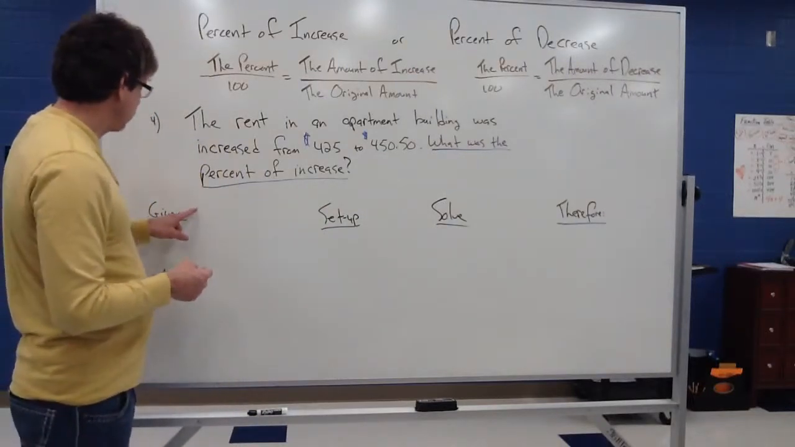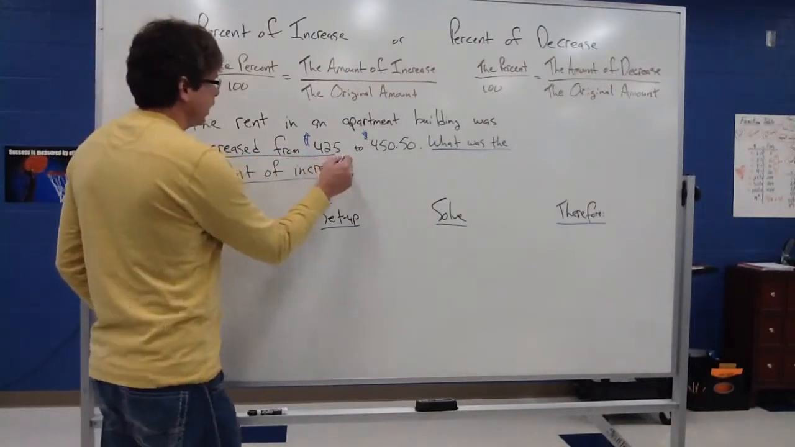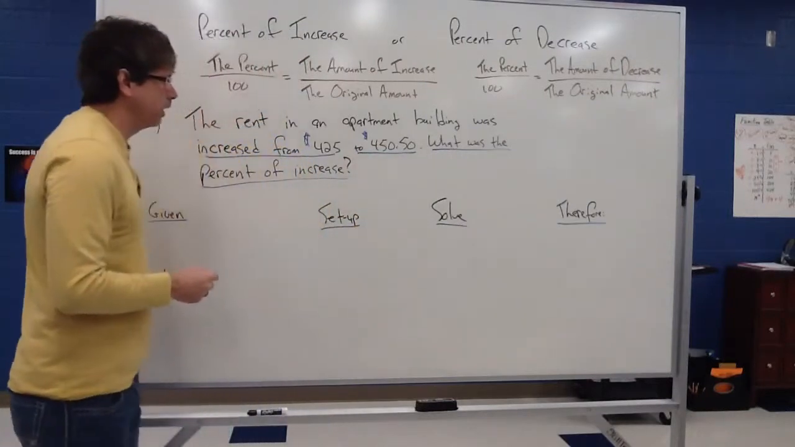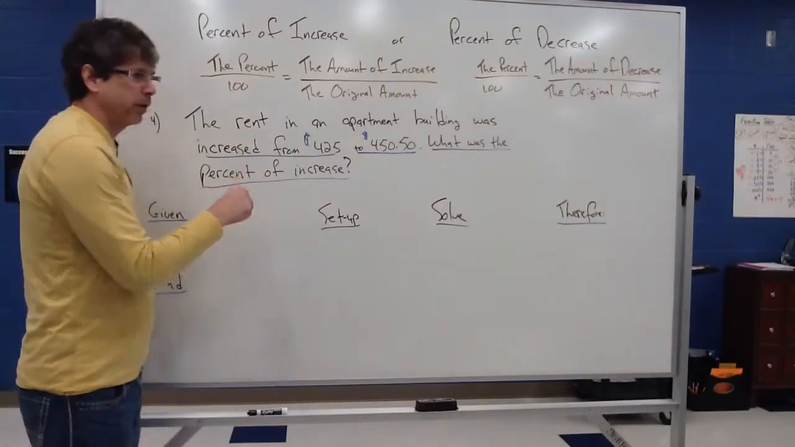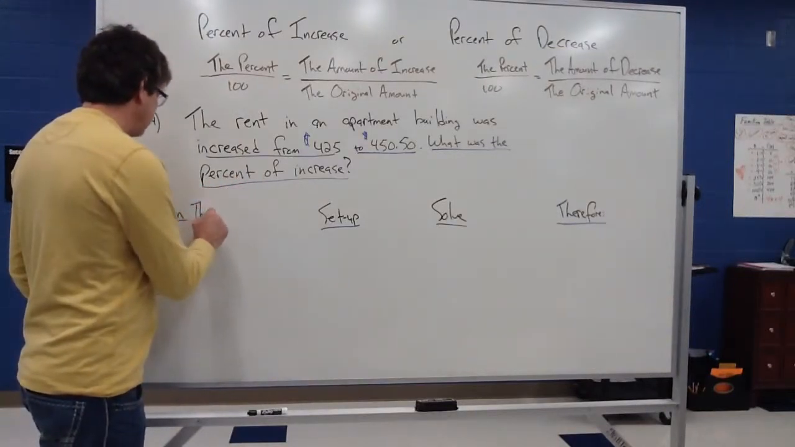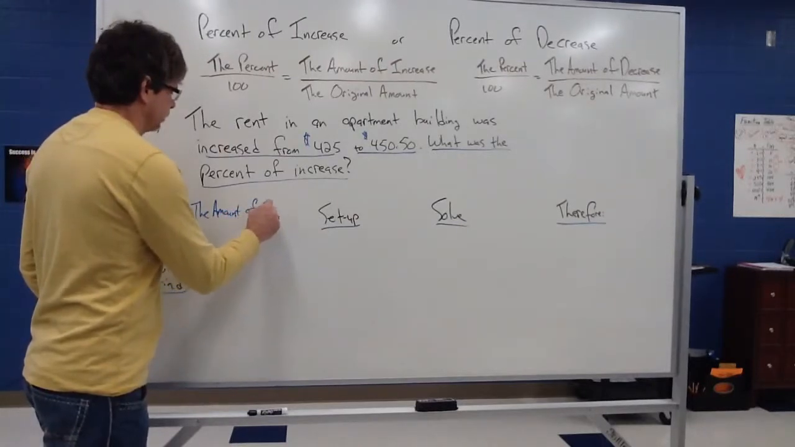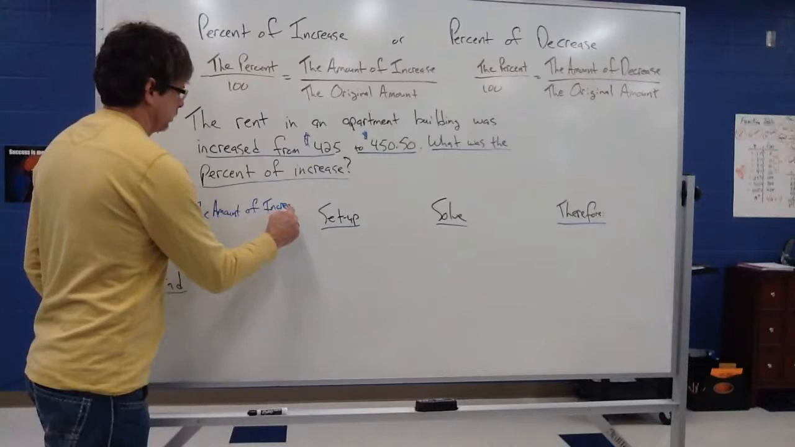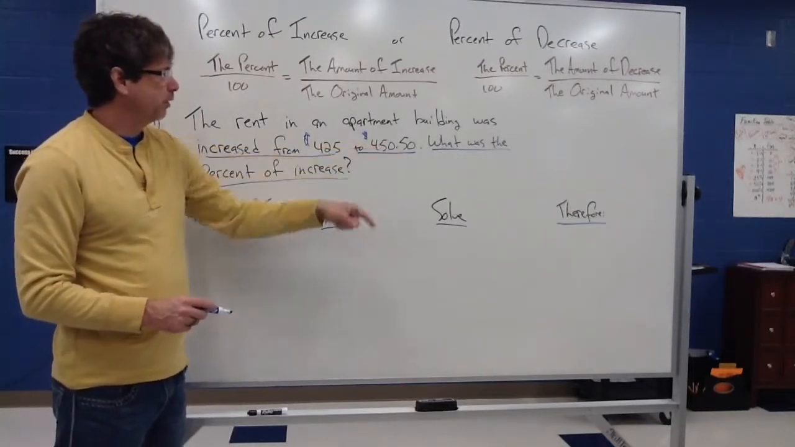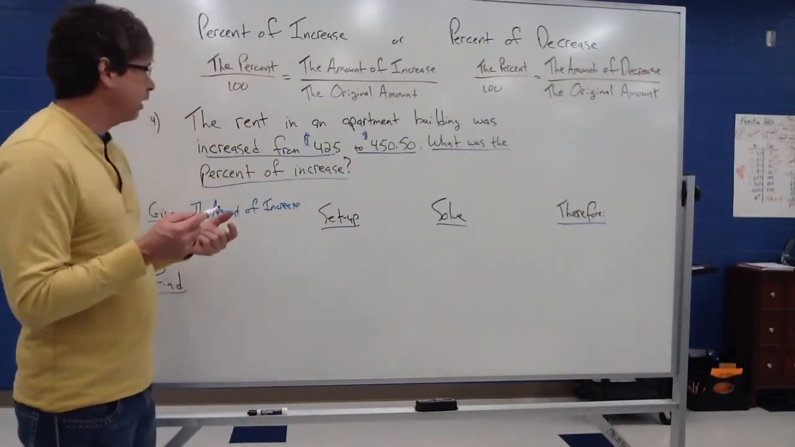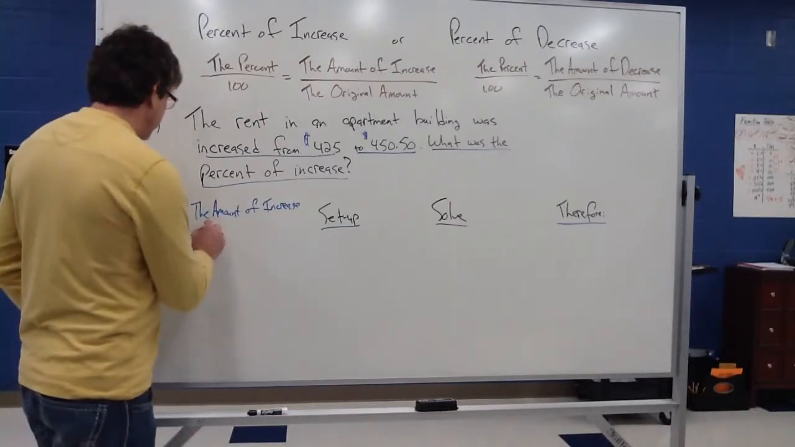So we also have to identify what was given. It looks like we were given that it was increased from 425 to 450.50. That's our given information. So one thing we've got to pick up on is, since we're looking for a percent of increase, we actually have to find the amount of increase. Since it went from 425 to 450.50, that change in amount is my increase. To find that change, I can use subtraction to find out how much it changed by.